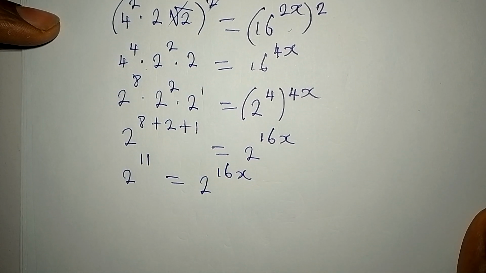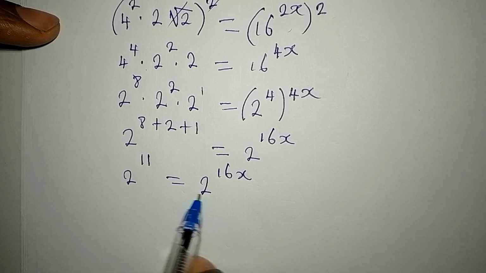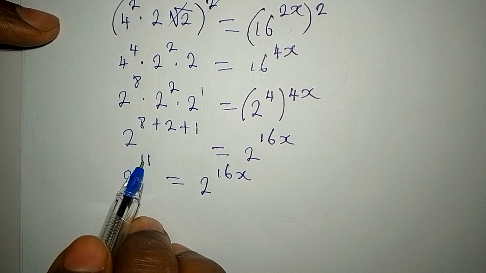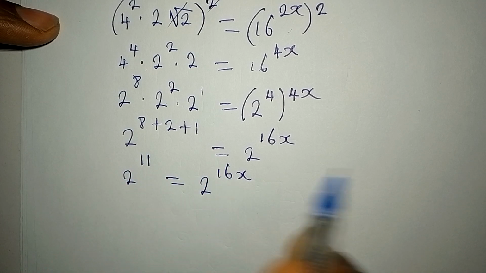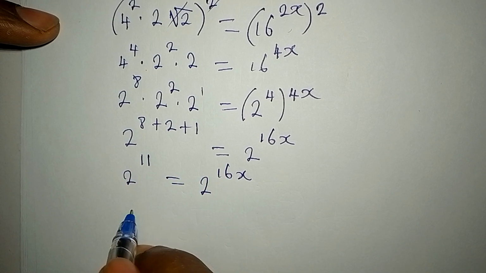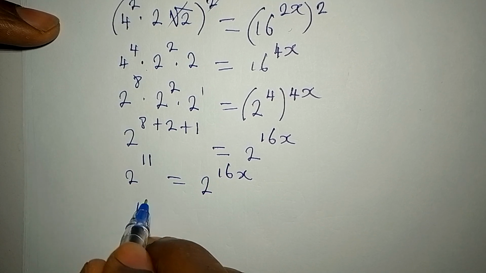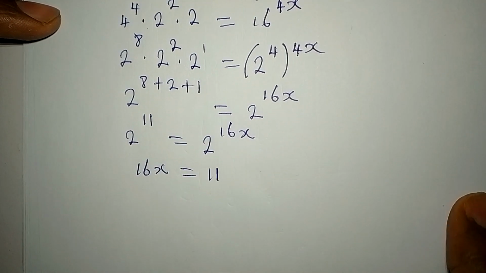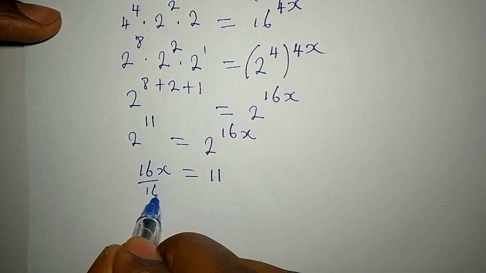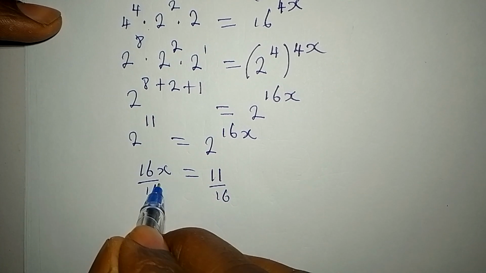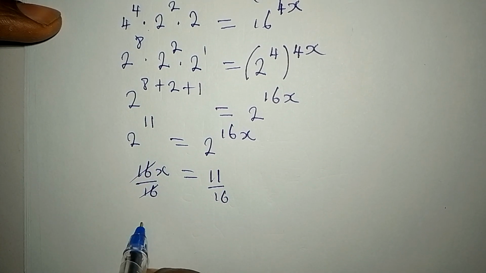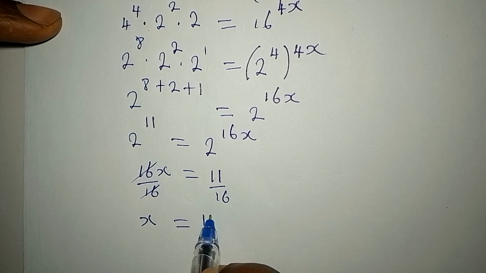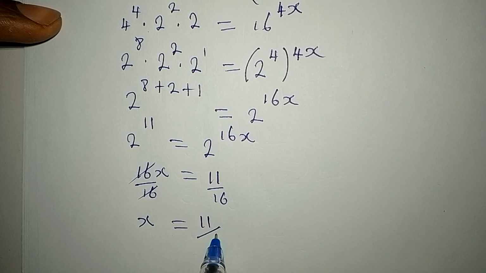So we have succeeded in equating the bases, right? And because the bases are equal, it means that the powers should also be equal. So we can say that our 16x should be equal to 11. And then when we divide both sides by 16, then 16 will cancel itself from the left, and x will be equal to 11 over 16.